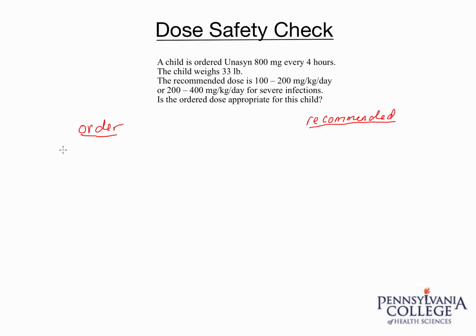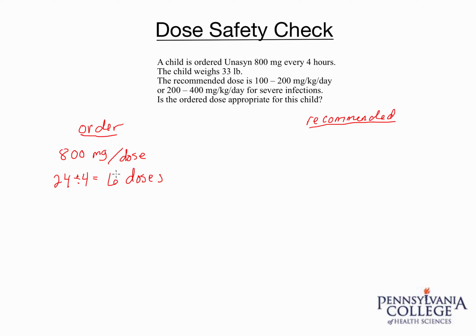We're told that the order is 800 milligrams every 4 hours. So that's telling us the patient would receive 800 milligrams every single dose. Every 4 hours means if we take 24 and divide it by 4, the patient would receive 6 doses. So we would have 800 milligrams per dose, and every 4 hours indicates there would be a total of 6 doses.